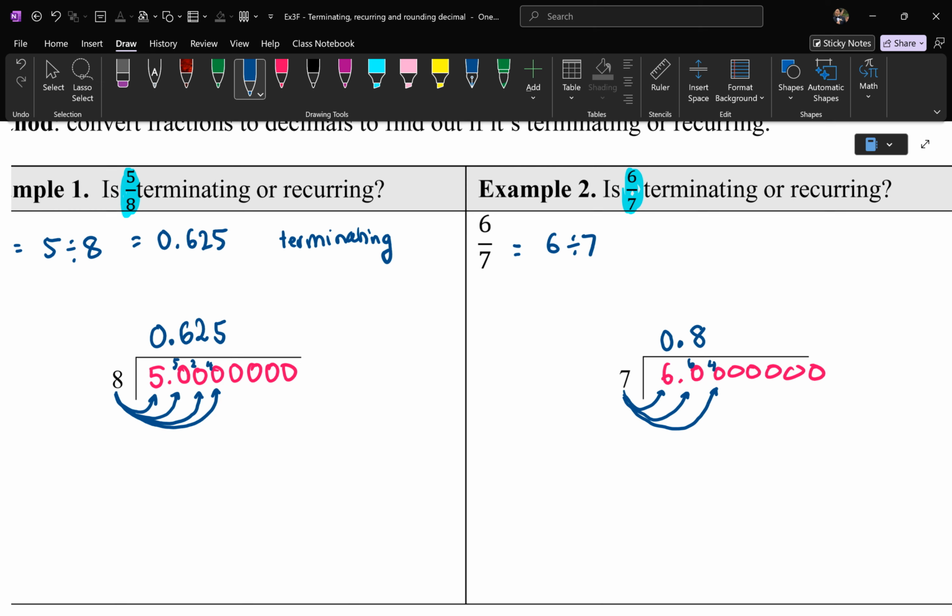Let's go with... Yes? Mateo? Me? Oh no, you had your hand up. Oh. How many 7s fit into 40? Let's go with Zara.